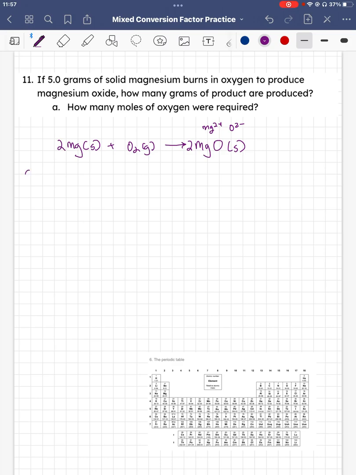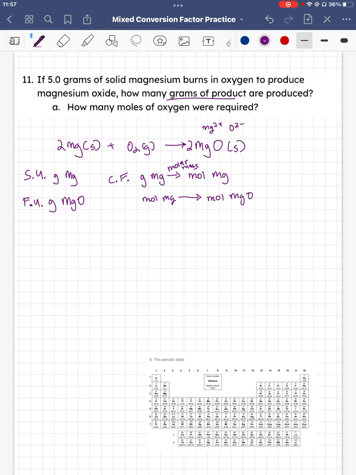Great. So my starting unit is grams of magnesium. My final unit is grams of product, which in this case is going to be magnesium oxide. That's what I make when I combine magnesium and oxygen. And my conversion factors in order to get there will be, I'm starting in grams of magnesium. Grams is never that helpful. I always need to go into moles. And I'll use molar mass, of course, to go grams to moles. Moles of magnesium. I'm interested in magnesium oxide, so I can convert to moles of magnesium oxide.